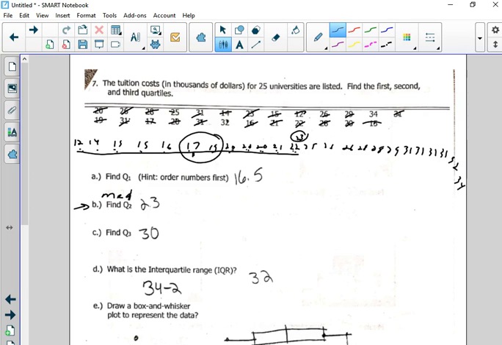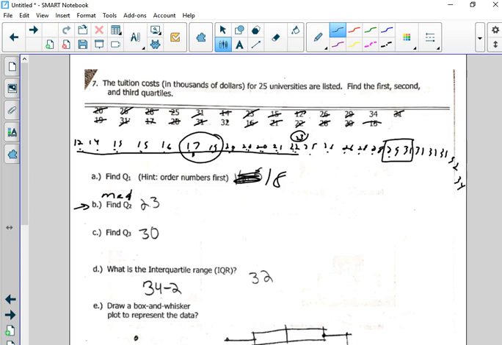Okay? And let's see, 17, actually that should be 18. So it's halfway between 17 and 19. 17 plus 19 divided by 2. Q3, same thing. We count up 6. 1, 2, 3, 4, 5, 6. It's going to be between 29 and 31, which is 30.